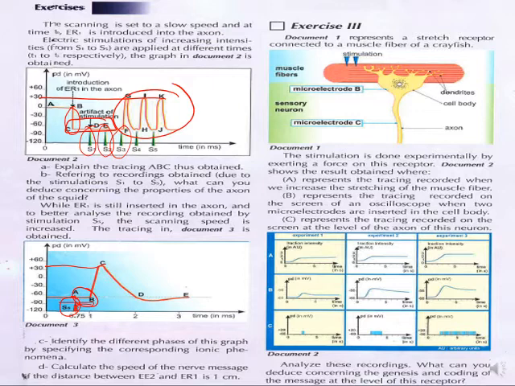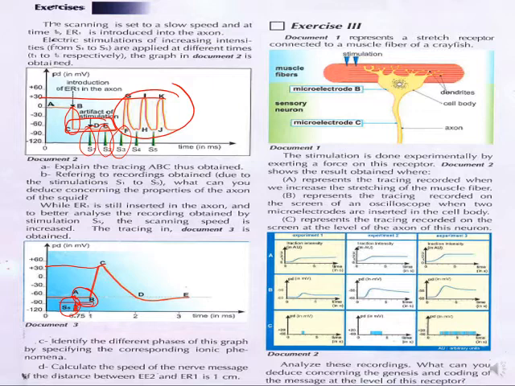During this phase, what will happen? The sodium voltage-dependent channels close, and the potassium channels open. So an outflow of potassium will occur. Thus, the intracellular medium will become more electronegative. That's why we have the repolarization.